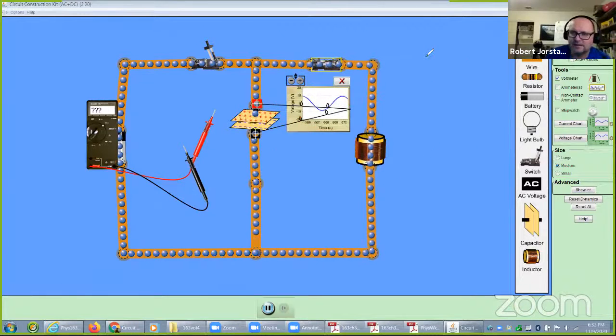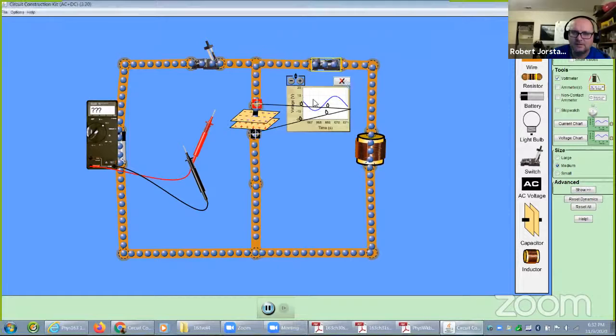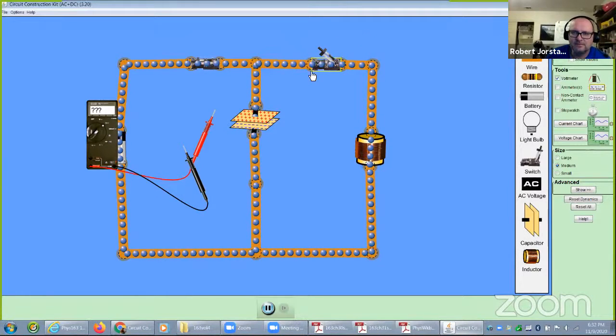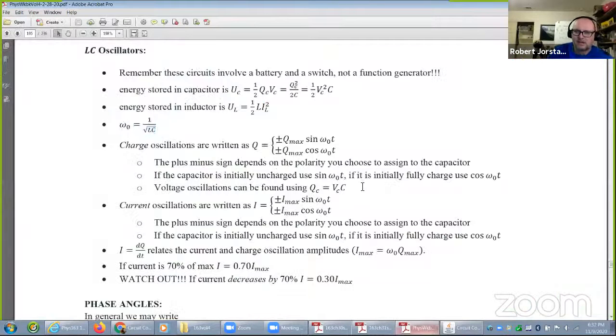All right, let's clear all this and go back. And let's go ahead and put this on there. All right, there we go. Let's go back to here. And so if the capacitor is initially uncharged, use sine. If it's initially full charge, use cosine. And then it's pretty easy to get the voltage oscillations from there.